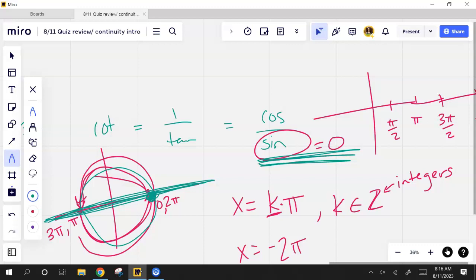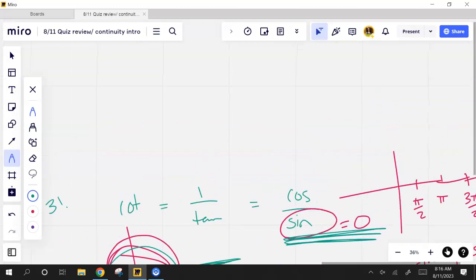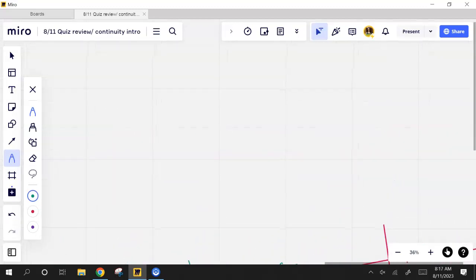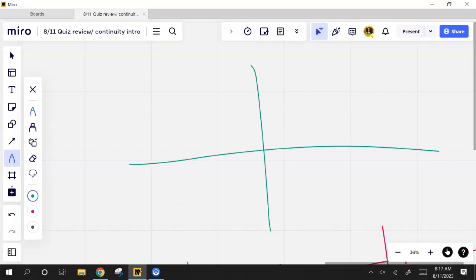Learn what? Math? Everything. Mine's happening at every pi. Whenever I graph cosine over sine, I get a graph that looks like this. Or 1 over tangent, same thing. My calculator does not show asymptotes, but I can infer.